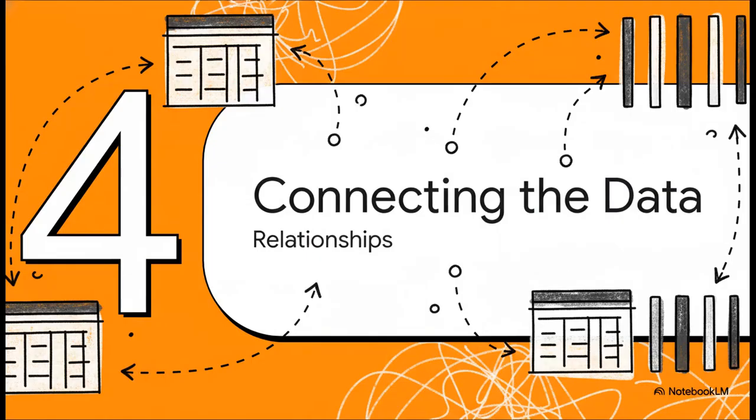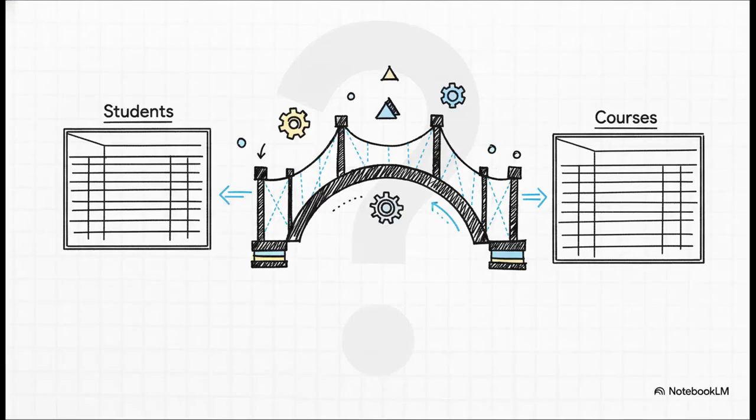So, we have our tables and our columns. But the real power of a database, the thing that makes it so amazing, is connecting all that data together. This is where relationships come into the picture. This brings up a really important question. Let's say we have our students table, and then we have another table for courses. That's great, but how do we know which student is taking which course?